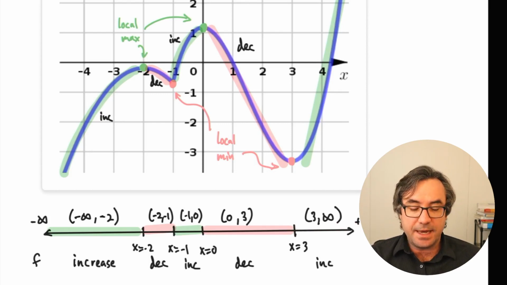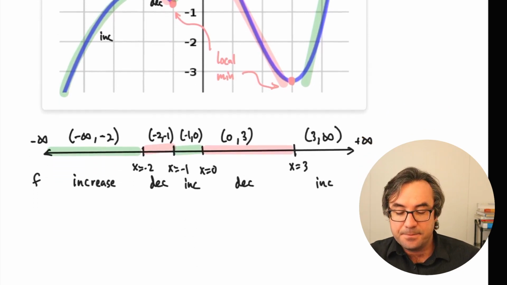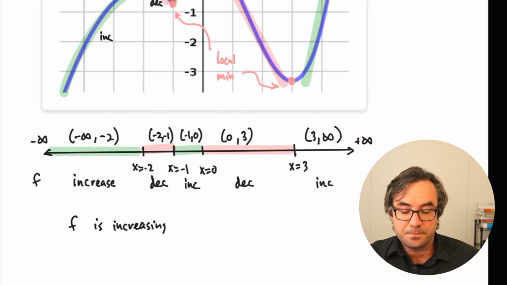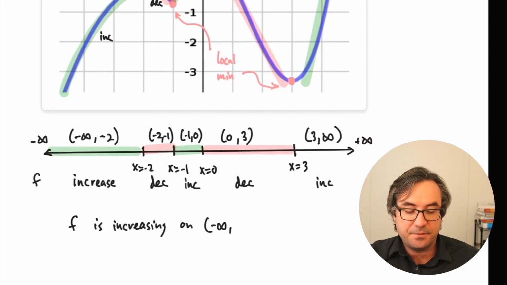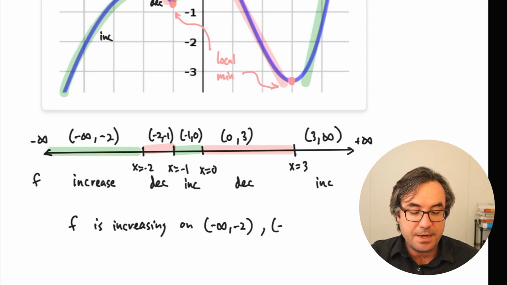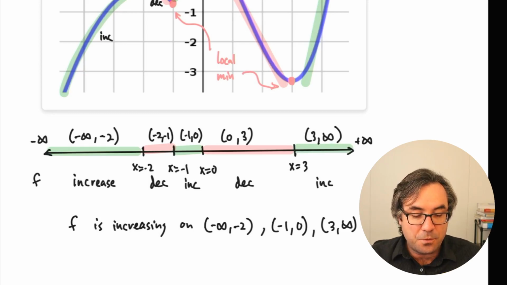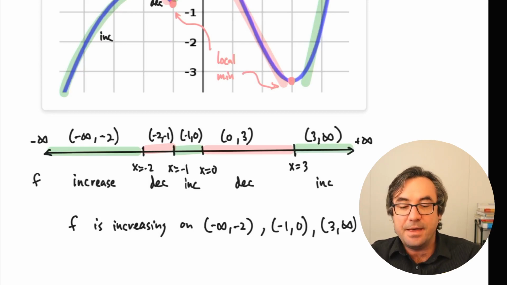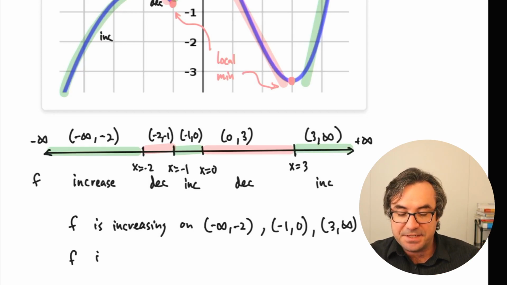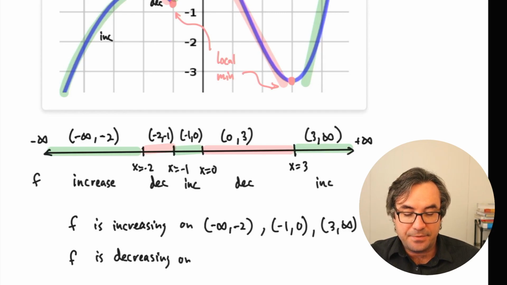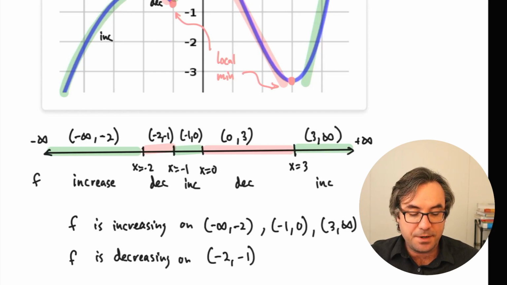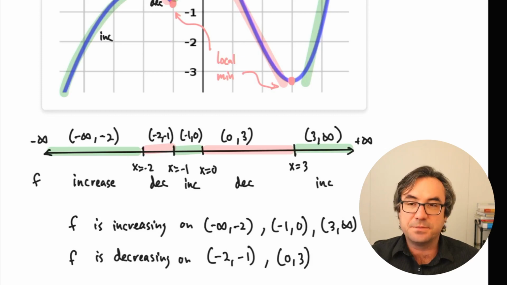So putting this all together, we can then say f is increasing on the intervals -infinity to -2, -1 to 0, and 3 to infinity. And then we can say that f is decreasing on the interval from -2 to -1, and on the interval from 0 to 3.